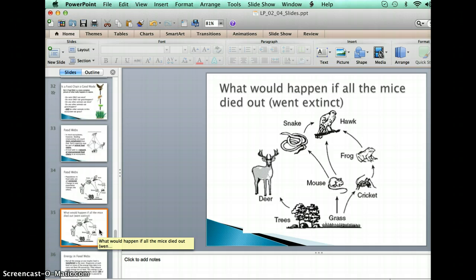So let's think about this. Find a place on your notes to write this down. What would happen if all the mice died out, went extinct in this food web? Find a place on your notes to write down an idea of what would happen. Take about 30 seconds.